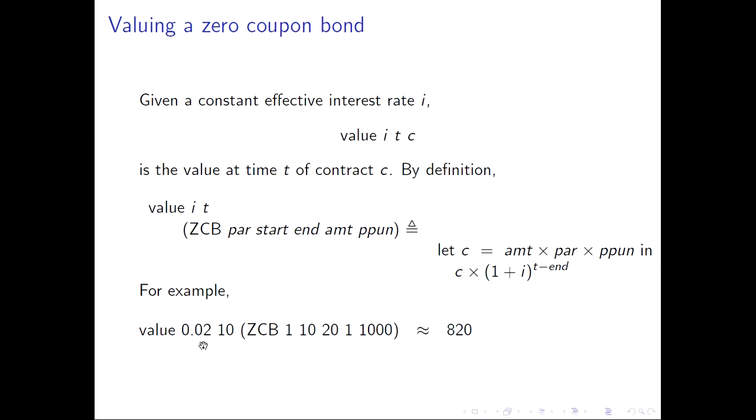For example, if we have an effective interest rate of 2%, then at time 10, the value of this zero coupon bond would be around... that is to say, it has a start date of 10, it's going to be redeemed at 20, and it's 1 unit, the price per unit nominal is 1,000, it's redeemed at par, then the price would be about 820.